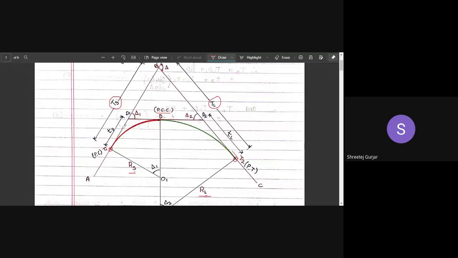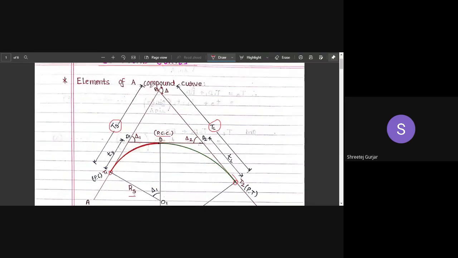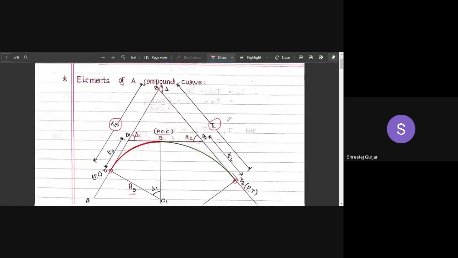Then we have a few other things. This small ts is the tangent length from T1 to D for the shorter curve. And small tl is the tangent length from T2 to D2. So we have formulas for ts and tl. I hope all the elements of a compound curve are clear.